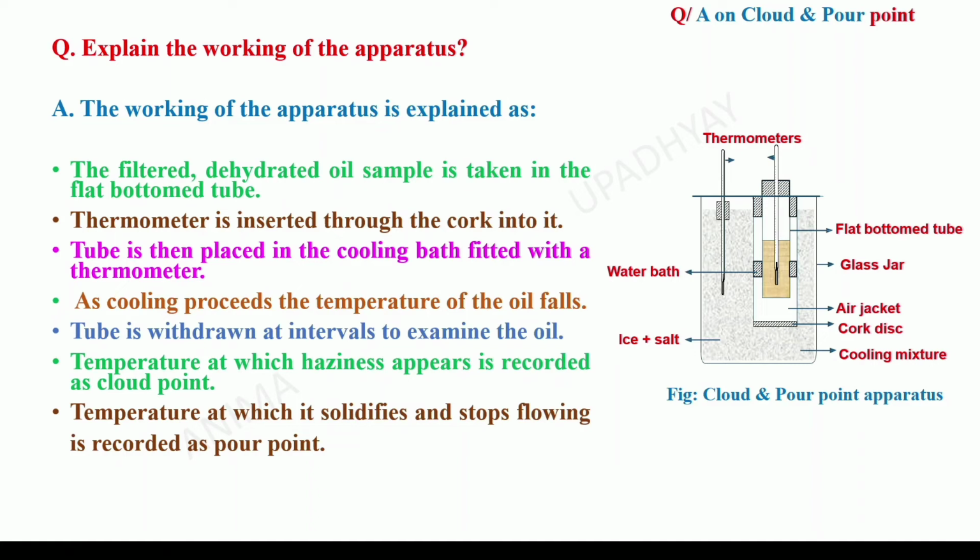against the observation recorded. So the temperature at which the oil becomes cloudy or hazy, that is, it loses its transparency, is recorded as the cloud point. It is again kept back in the cooling mixture so that the temperature falls further down, and the temperature at which the oil becomes solid, that is, it loses its flowing property, is recorded as its pour point, and the temperatures are recorded in degrees centigrade.